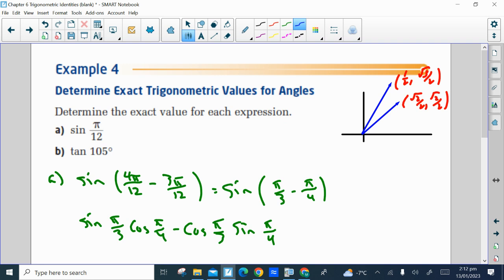So now we can get all these values. The sine of pi on 3, remember sine is the y value, is root 3 over 2, times the cosine of pi on 4, which is root 2 over 2, minus cos of pi on 3, which is 1/2, times the sine of pi on 4, root 2 over 2.